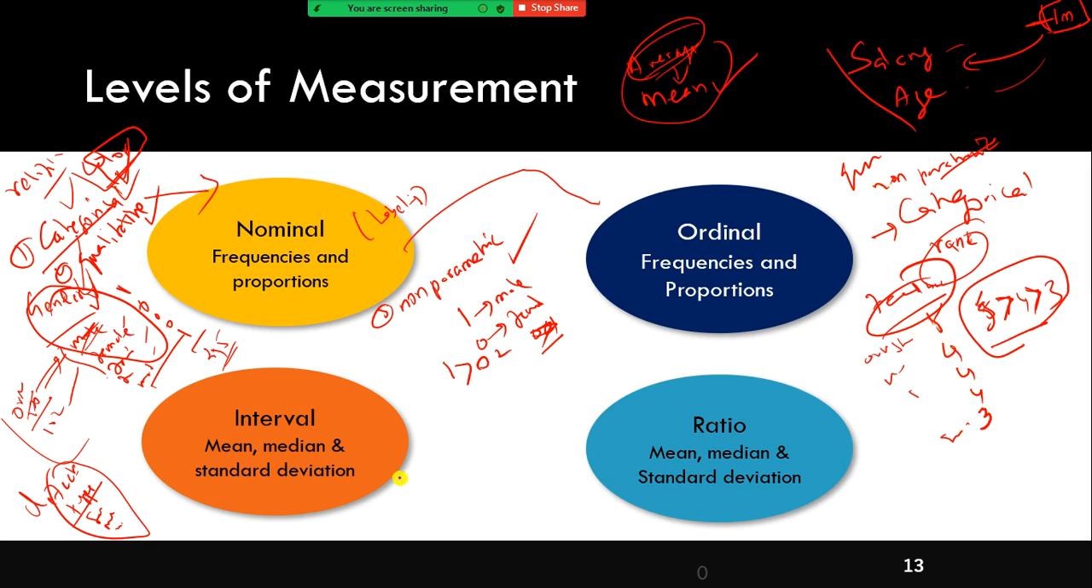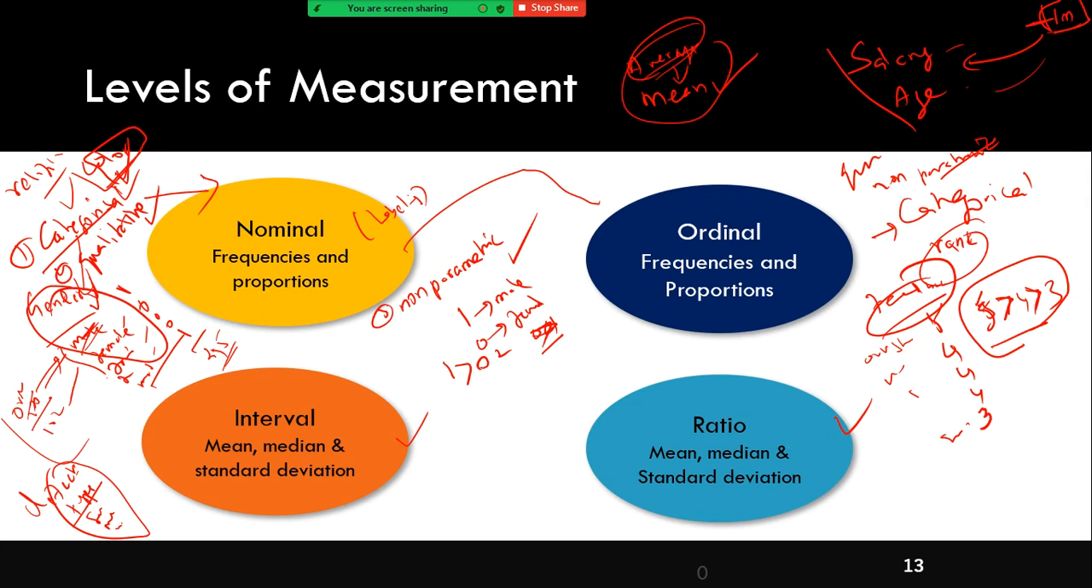Next one is the interval. Even in the case of interval, the data can be categorized, ranked, and you can evenly space it. The next one is the ratio. Even in this case, you can categorize the data, you can rank the data, you can evenly space it, and it has a natural 0 here.